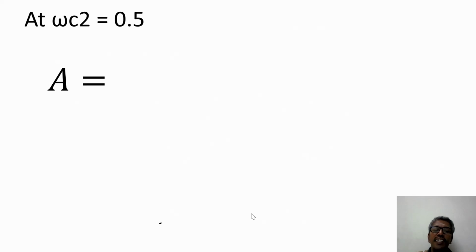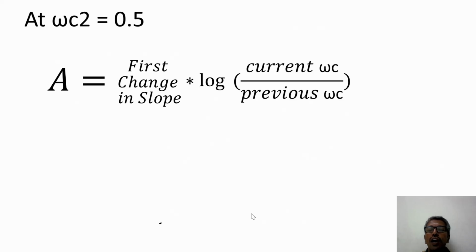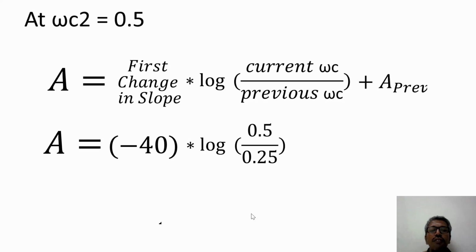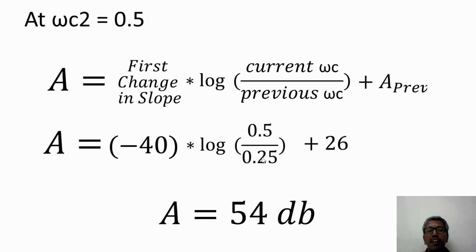Note that for the third corner frequency, the formula will be changed. First change in slope into log of current omega divided by previous corner frequency, plus previous A value. So first change in slope in the table is minus 40, into log of current omega value, which is 0.5, divided by previous omega value, which is 0.25. Next you have to add the previous A value as 26, then you have to find the A value.